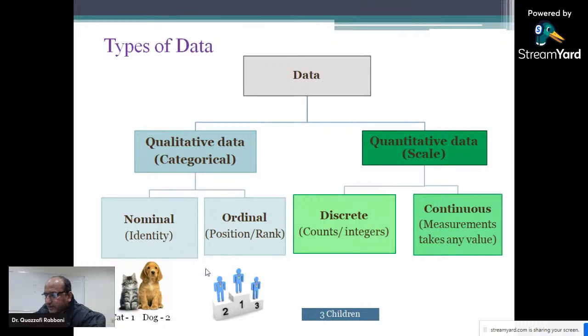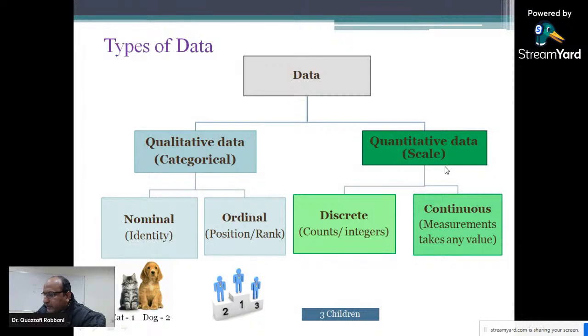Whereas the ordinal is as a position and rank. Here in the figure, the tallest person is given 1, the medium height is given 2, and the shortest person is given 3. So this is on the basis of rank or position. So in ordinal you can identify as well as magnitude. 1 is higher than 2 and 2 is higher than 3. Here you can say 1 is taller than 2 and the second is taller than the third person.